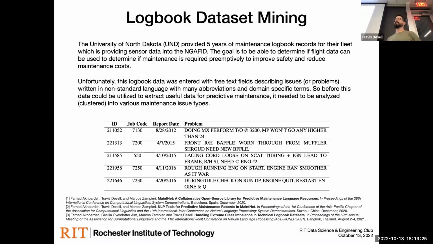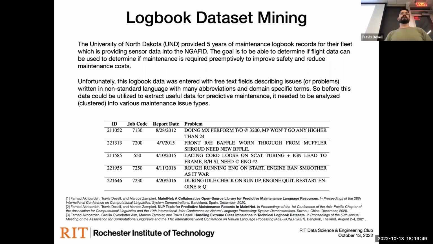So whenever a pilot or a mechanic noticed a problem with an aircraft, there'd be a logbook entry saying, you know, on this date, this aircraft went into maintenance because of this problem. And then an entry that said, okay, this is what we did to fix it. And this is when we released the aircraft back out to be flown again.